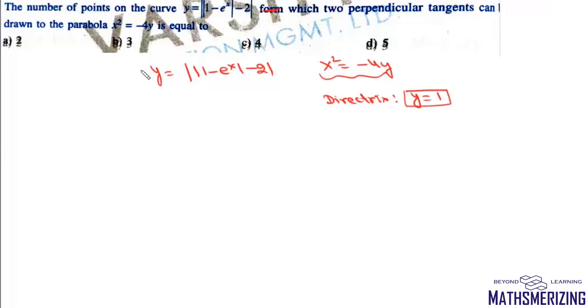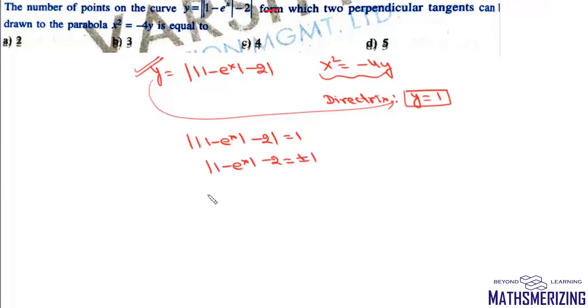Now we need to find the number of points on this curve which lie on this directrix. So I'll put y as 1, and we'll get mod of 1 minus e to the power x, minus 2, equals 1. So mod of 1 minus e to the power x, minus 2, is plus or minus 1. So 1 minus e to the power x is either 1 or 1 minus e to the power x is 3. So then we can write 1 minus e to the power x is either plus or minus 1, or 1 minus e to the power x is plus or minus 3.